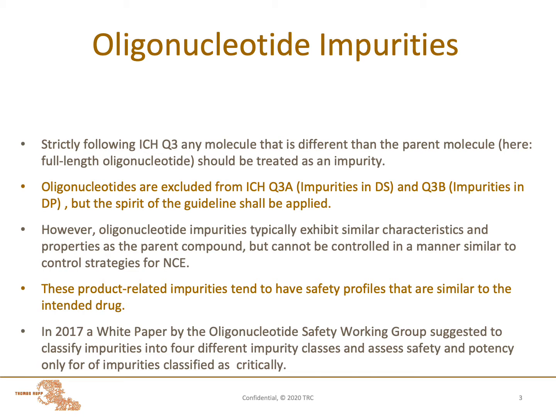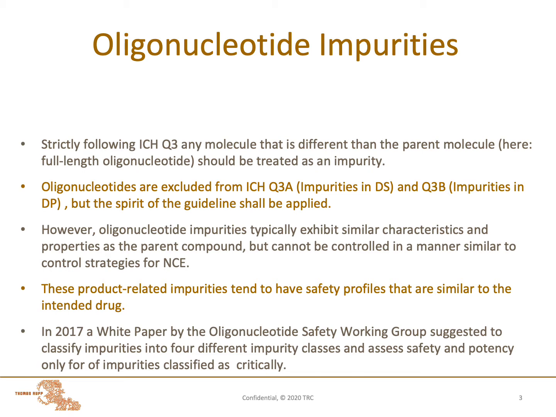Oligonucleotide impurities typically exhibit similar characteristics and properties as the parent compound, which makes the categorization of impurities, or the definition of impurities, quite tedious and difficult from a regulatory point of view. On top of that, they cannot be controlled in a manner similar to impurities in new chemical entities, in small molecules.